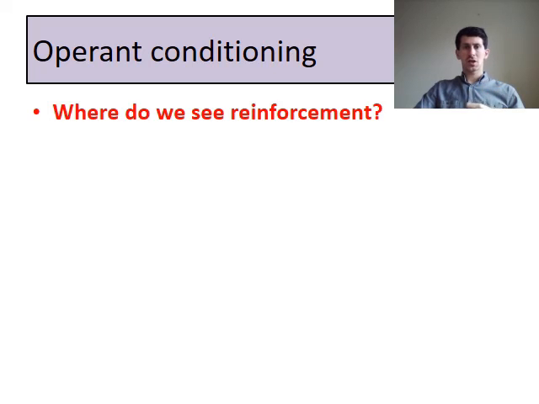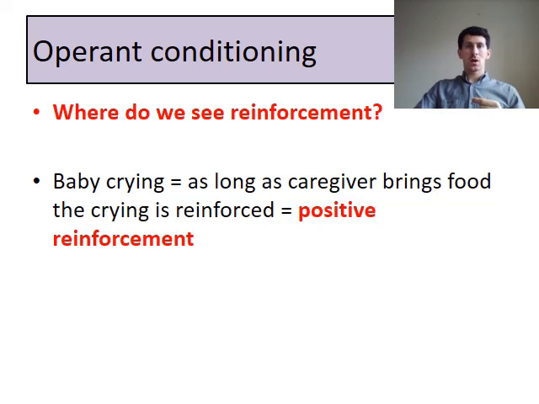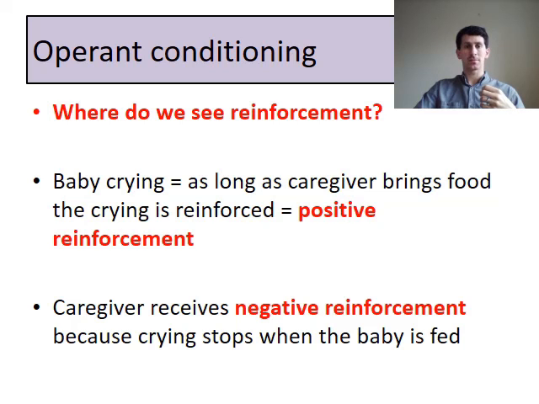So in operant conditioning, when do we actually see reinforcement taking place? Well, when the baby cries, as long as the caregiver brings the food, that crying is reinforced, it's rewarded. And that's what we see as positive reinforcement. The baby cries, it knows that it's going to get fed, so it repeats that behaviour over and over again. It's positive reinforcement because it's being rewarded for crying.